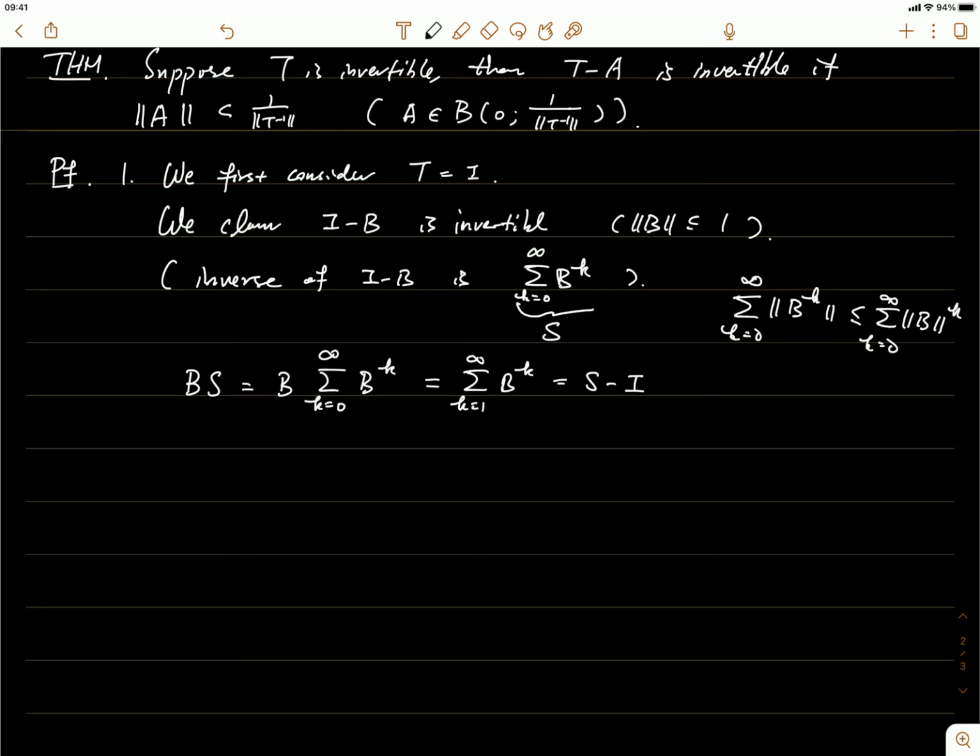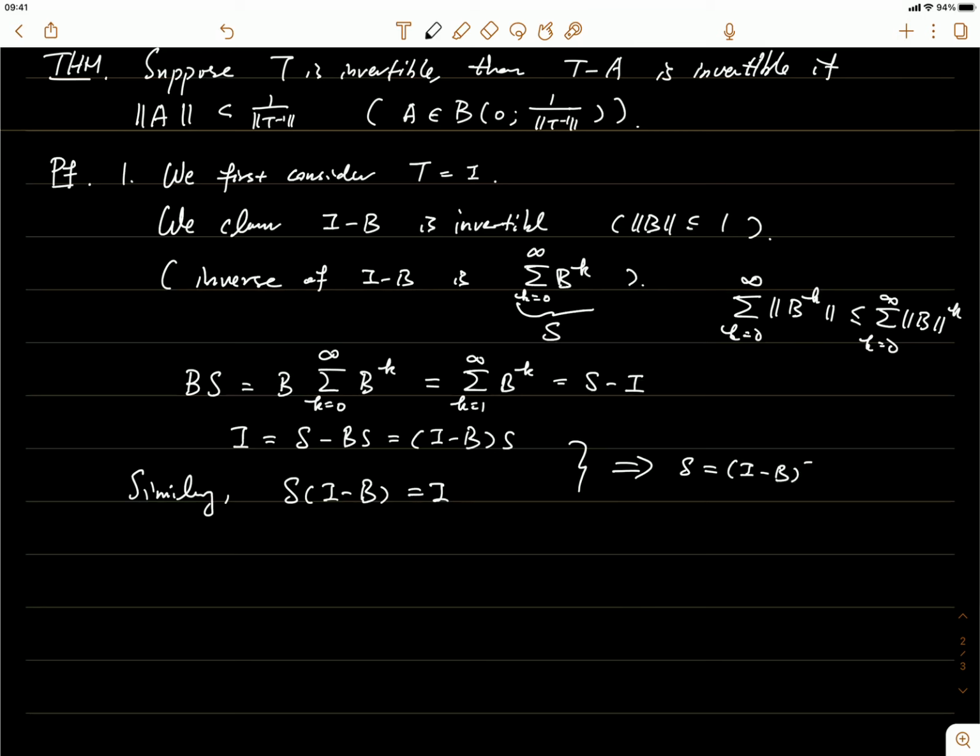Okay, and now you can see that when I move the I to the left and the BS to the right, I get I equals I minus BS, which is I minus B times S. So that means S is the right inverse of I minus B. And similarly, we can show that S is also the left inverse of I minus B. You can show that this is true just by multiplying B on the right side of S, and we can show that it is equal to I. So these two together mean that S is the inverse of I minus B.